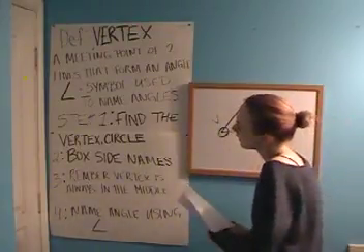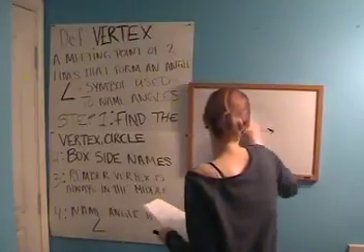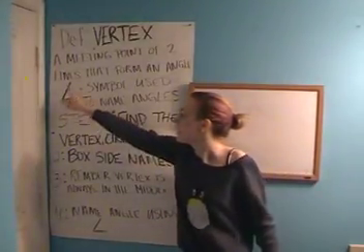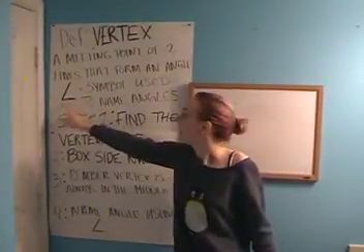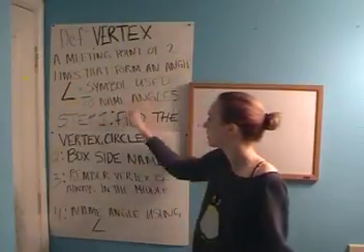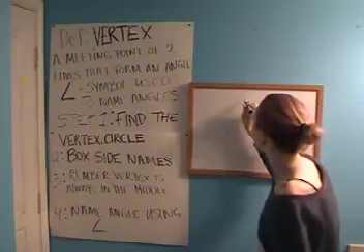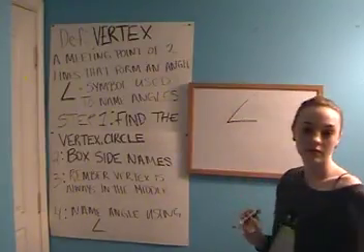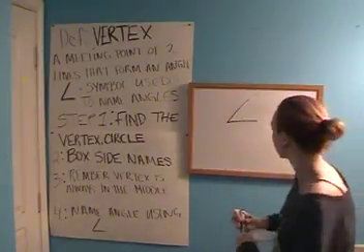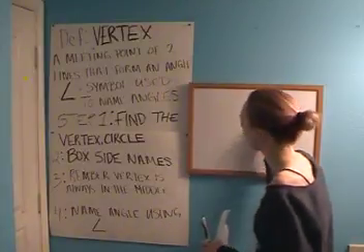Okay? And then our second definition is this symbol. This is an angle symbol. It's a symbol used to name angles. You just write it like that, and that's how we're going to name angles. That's the symbol. Okay?